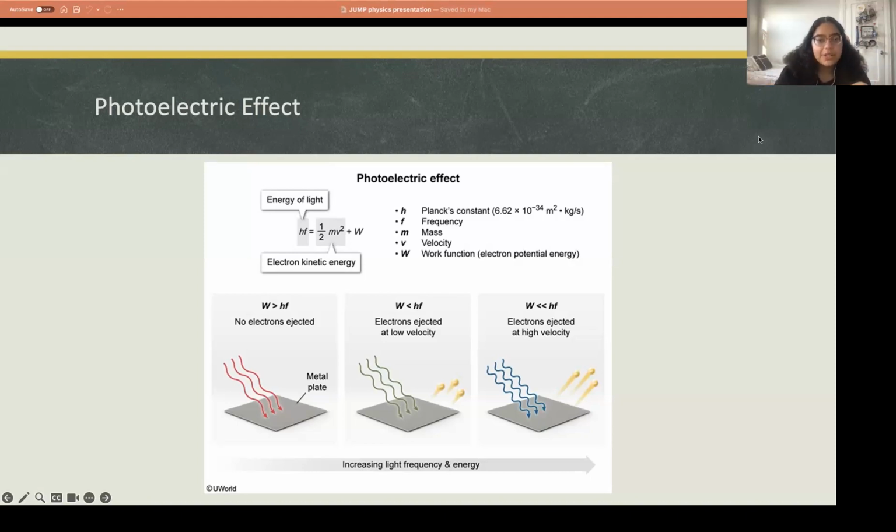But if the energy of your light is higher than your potential energy, then you'll also have some kinetic energy. So if hf is greater than W, then you have that 1/2 mv squared is going to be greater than 0, and you're going to have a low velocity. Or if hf is way higher, you'll have a high velocity. So by shining light, you can get electrons. So this is part of the particle theory of light, whereas shining certain lights can emit electrons from a metal plate.